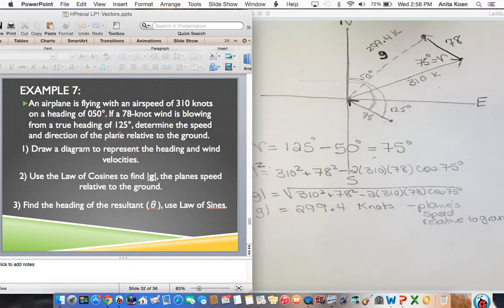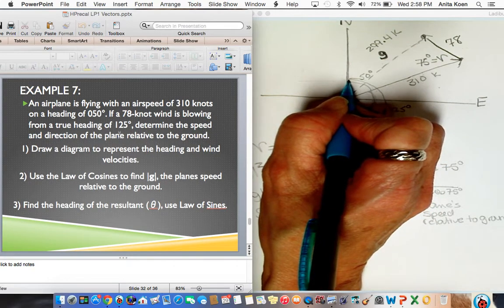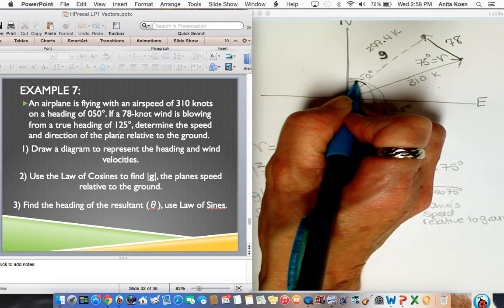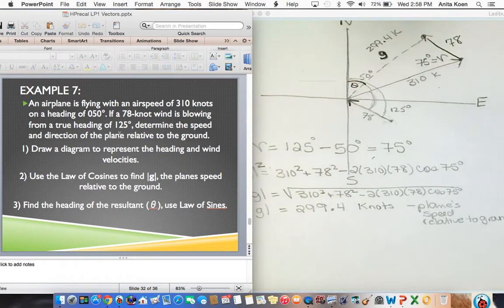Alright, the next thing it says is find the heading of the resultant. So we need to find the heading of the resultant. So we need to know what this angle right here is. What is that degree right there? So let's call that theta. Okay, that's theta.